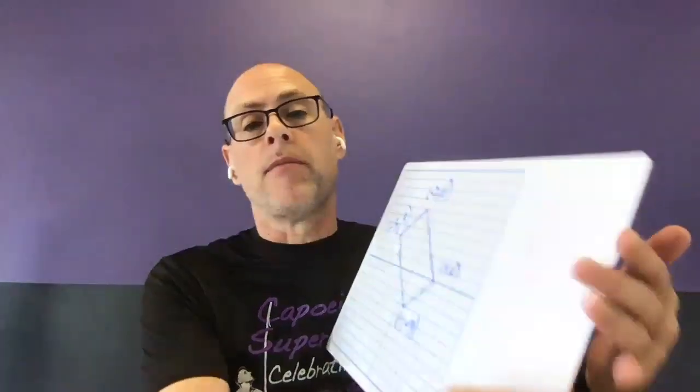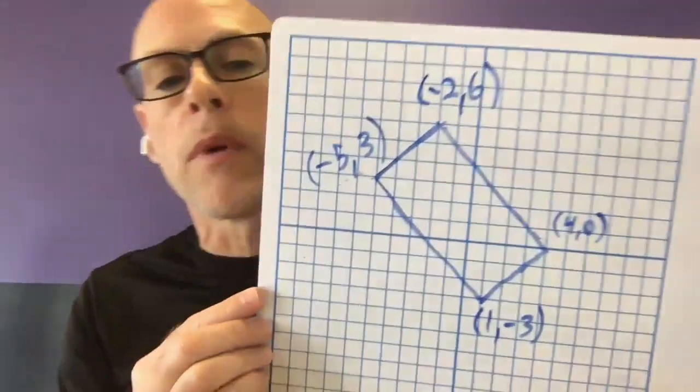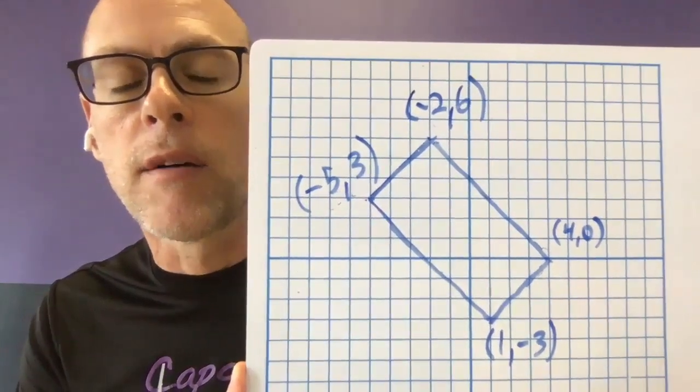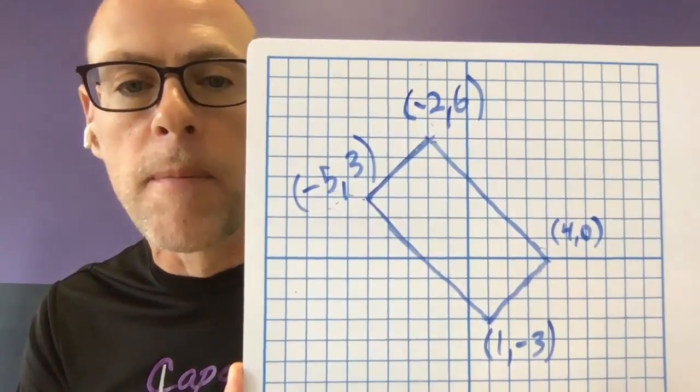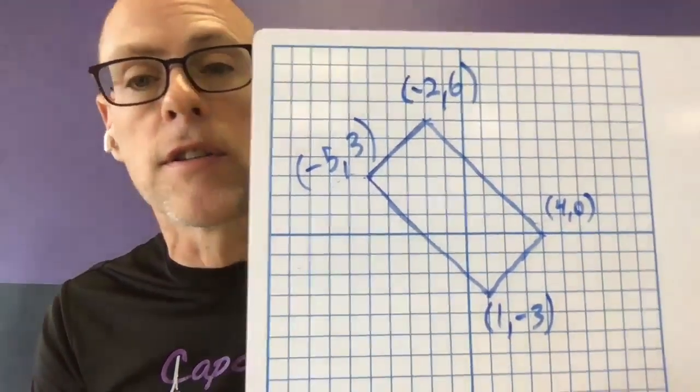Let's look at the problem for today. We're going to find the area of a rectangle. Notice what I've done. I've given you a rectangle that is not at right angles to the coordinate plane. So the very first thing we're going to do is to prove that this is a rectangle.